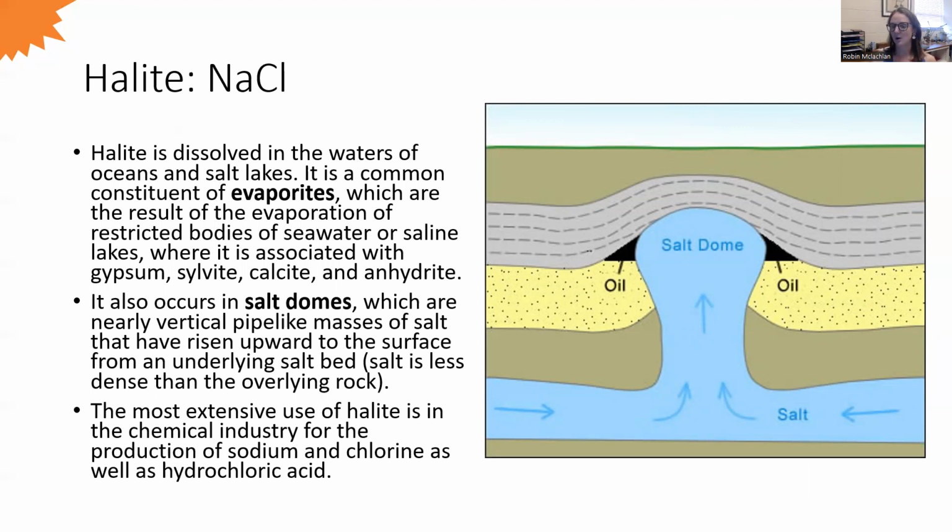This is also where a lot of oil and natural gas, fossil fuels, can be trapped. The most extensive use of halite, you might think it's for salt for eating, but it's actually not. It's mainly used in the chemical industry for the production of sodium and chloride, the two elements that make it up, as well as hydrochloric acid. So when we use hydrochloric acid in the lab, it's very likely that salt was mined to create that hydrochloric acid.